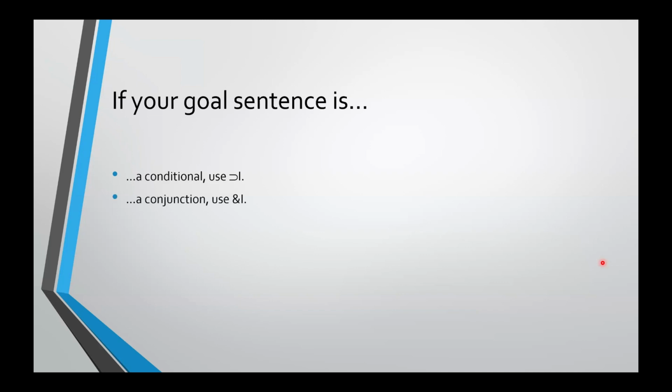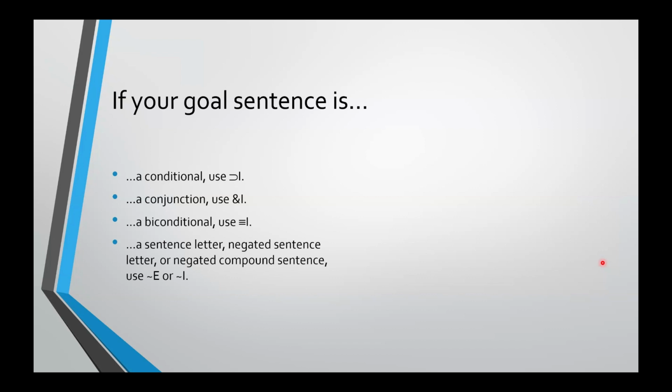If it's a conjunction, then set up for conjunction introduction. Put the two conjuncts above that, and then try to work out how you're going to derive those. If it's a biconditional, then use biconditional introduction. So set up the two subderivations, one that goes from one side to the other side, and then the other one that goes in the other direction. If it's a sentence letter, a negated sentence letter, or a negated compound sentence, then negation elimination or negation introduction are going to be your best bets most of the time.